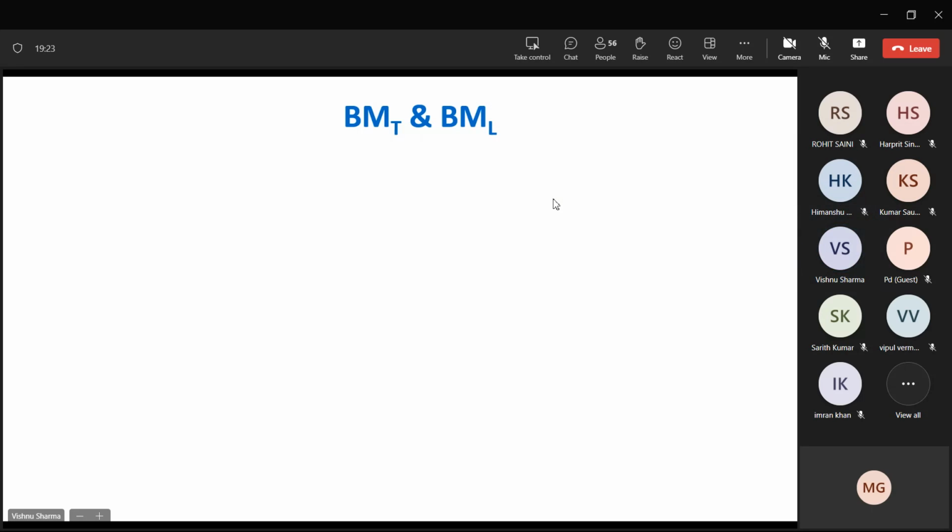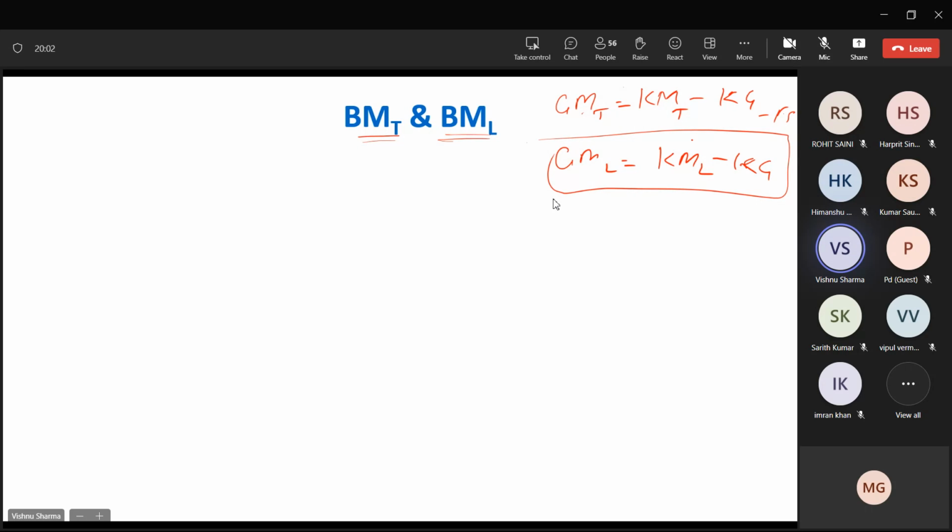That's an individual take. Guys, the second application is in getting BML and BMT. And you know what is the importance of BML and BMT in our life in ship stability. In ship stability, we all talk about GM, GZ. And where do they come from? The GM transverse is KM transverse minus KG, and of course minus FSC, right? GM longitudinal is equal to KM longitudinal minus KG, and of course in the longitudinal one the FSC part is not accounted. Okay.